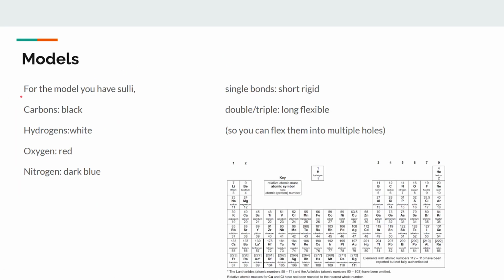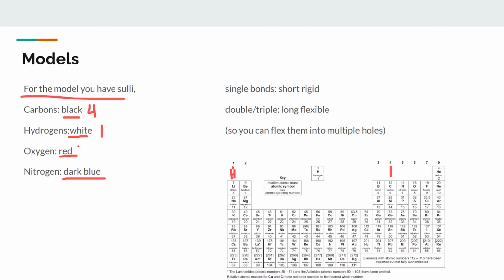For the models that you have, Sully, carbon would be black, hydrogens are white, oxygen is red, and nitrogen is dark blue. Each of these has a specific number of holes, so if I'm wrong about these, you can check the holes. Carbon will have 4 holes because we can see that it can make 4 bonds. Hydrogen will have 1 hole because it can make, or I don't know why hydrogen isn't on here. Oh well, it's over here in the middle, but it can make 1 bond.